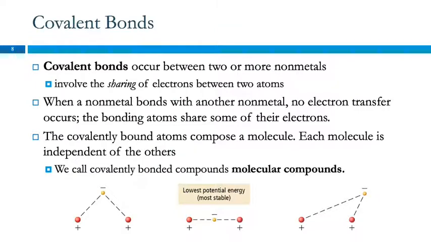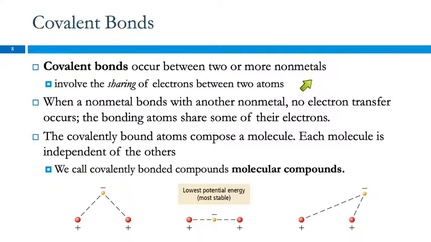The other type of bond is called a covalent bond. And this prefix co refers to sharing, right? Covalent bonds occur between 2 or more nonmetals. So we just mentioned that you can't have a compound between 2 cations. You also can't have a compound between 2 anions because opposite charges repel. They're not going to want to be next to each other.